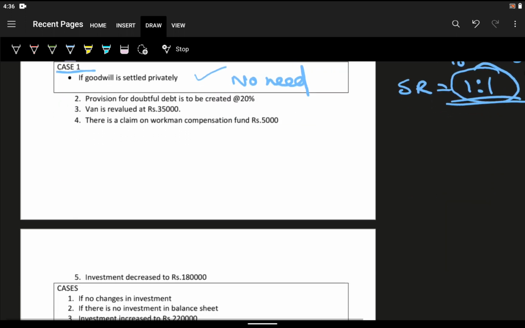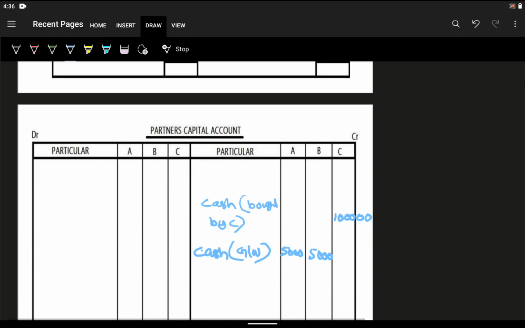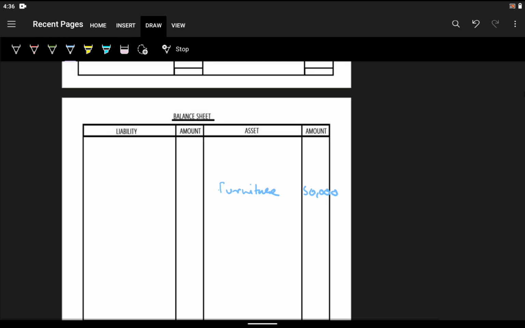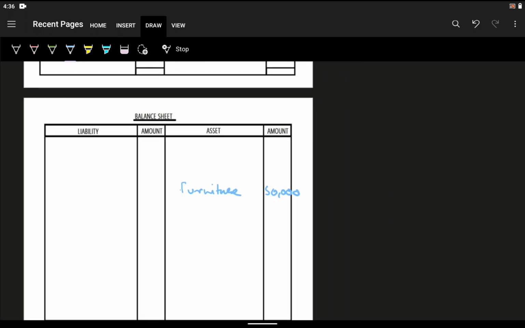Okay, then we can directly write this revaluation into the balance sheet also. So we don't want to wait again. This revaluation we can write directly into the balance sheet. So sundry debtors is 50,000. Now less provision for doubtful debts 10,000. It will become 40,000.